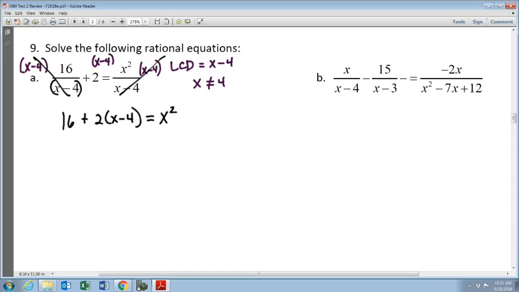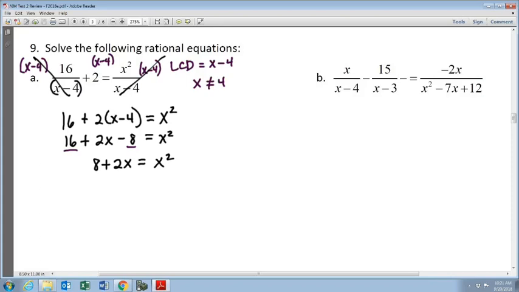And now this is quadratic because of that x squared. What we want to do is simplify the left side, and then we want to get 0 on one side. So let's do that. I would distribute 2 times x is 2x, and 2 times a minus 4 gives you the minus 8. On the other side, you still have that x squared. And then we got to combine that 16 and the minus 8. So notice on the left, we're going to end up with 8 plus 2x, and that's equal to x squared.